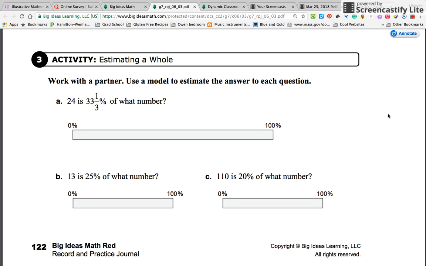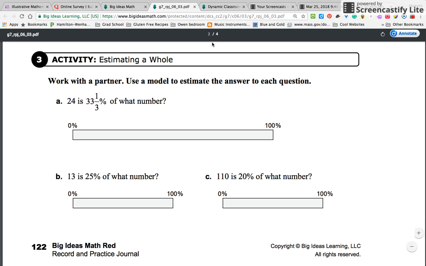Okay, so in activity 3, what we're going to be trying to find out is what number belongs with this 100%, or what number represents the whole. So our first question is: 24 is 33 1/3% of what number?